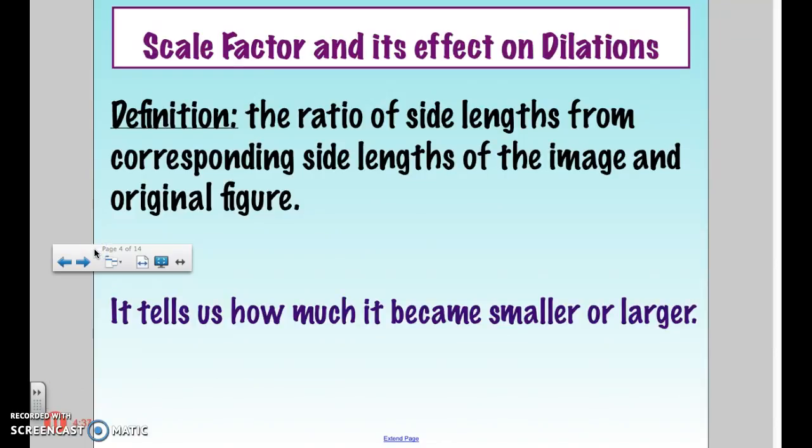By definition, a scale factor is the ratio of the side lengths of corresponding sides of the image and the original figure. So you have to figure out how one changes to the next. Notice it's from the image to the original, so you start with the new part back to the original. Again, it's going to tell us how much smaller or larger our picture will change.